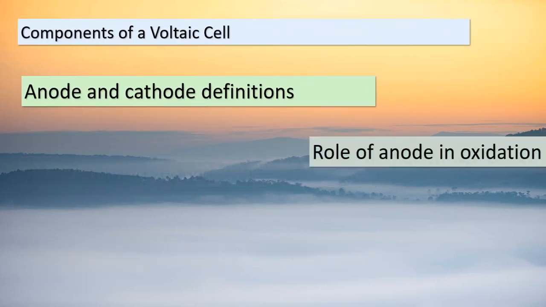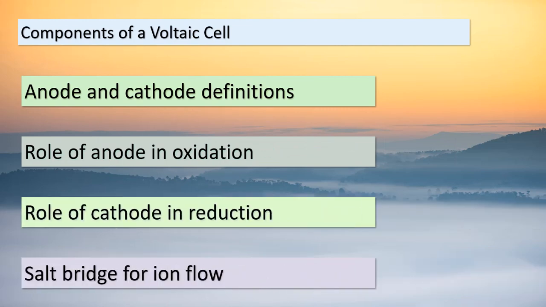Hello again, students. Let's continue our exploration of voltaic cells by examining their key components. A voltaic cell consists of an anode and a cathode, each playing a distinct role. The anode is where oxidation occurs. In our example, solid zinc, Zn, undergoes oxidation, losing electrons. The cathode, on the other hand, is where reduction takes place. Hydrogen ions, H+, gain electrons to form hydrogen gas, H2.